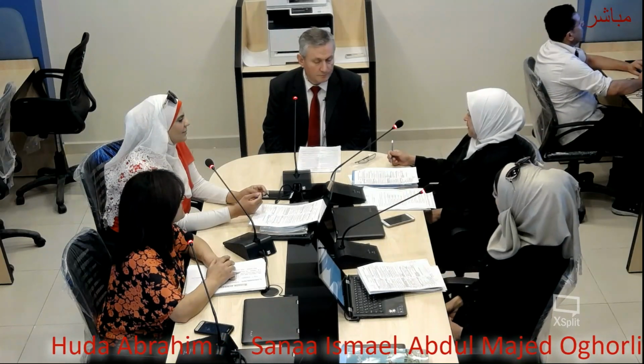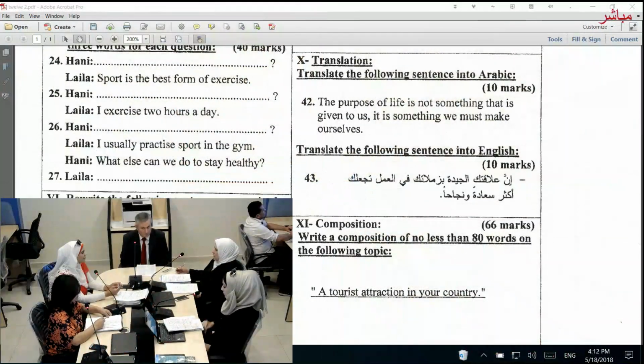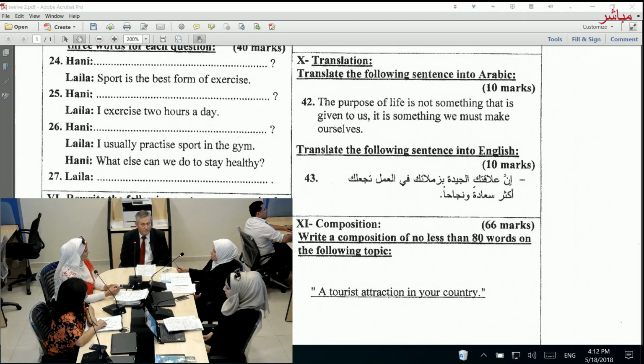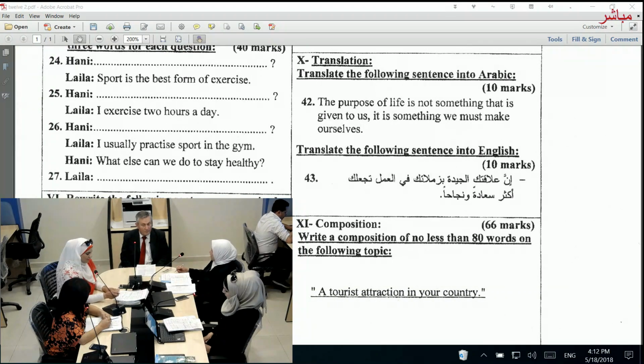Okay, now the composition is allotted 66 marks, and these marks are distributed according to a chart that includes communication. Will you please explain the meaning of communication and vocabulary? The communication should be clear, the text should be well organized, and the language should be appropriate. For communication, 13 marks are allotted.